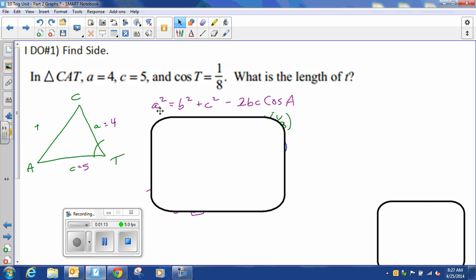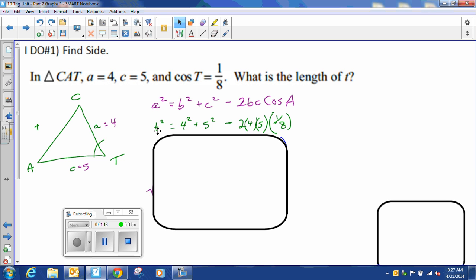So t will be put in place of a, right? So when you write this down, it will be t squared. And the 4 and the 5, it doesn't really matter which one goes first, as long as you stay consistent. So if I put the 4 in for b, I put the 4 in for b over here. The 5 goes in for c, the 5 goes in for c here, and of course cosine T of 1/8 goes in for cosine of A. So it's just 1/8 goes here, and always remember that the angle here always matches the side here.